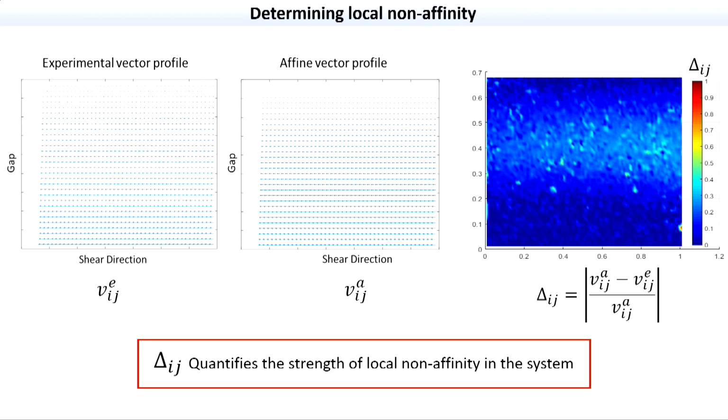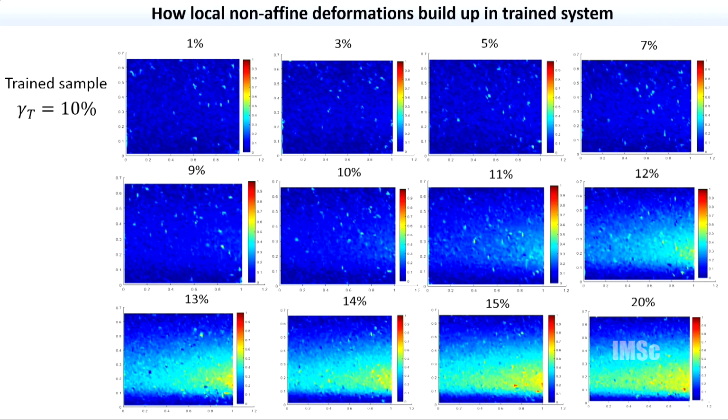The velocity profile gives a kind of average non-affinity, because it is averaged in the flow direction. So the question is, for 10% training, if we quantify the local non-affinity, what happens? Up to 10% the profile remains almost linear, and then there is drastic yielding. Looking at the local non-affinity parameter, it remains very similar up to 10% strain, with hardly any building up of non-affinity. But as soon as you cross 10%, you see an accumulation of hotspots, and soon a drastic increase in non-affine deformation.